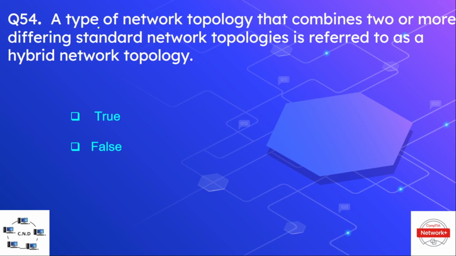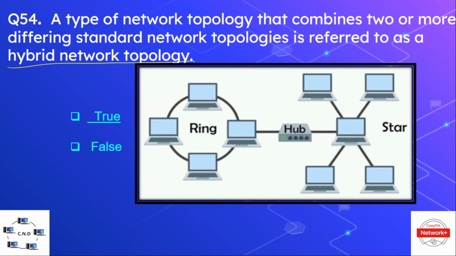Question number 54 is that a type of network topology that combines 2 or more differing standard network topologies is referred to as hybrid network topology. And we have 2 options, true or false. So this statement is true. And this is a picture of a hybrid topology. So in hybrid, we have 2 or more network topologies combined. Here we can see that we have ring and star, and they both are connected through a hub. So this is a hybrid topology.